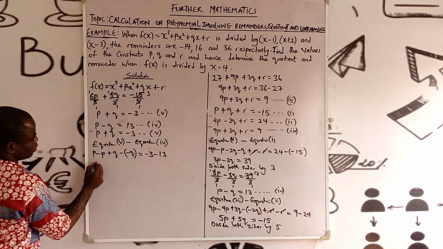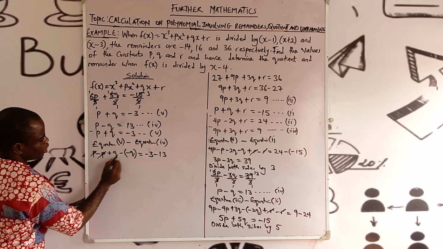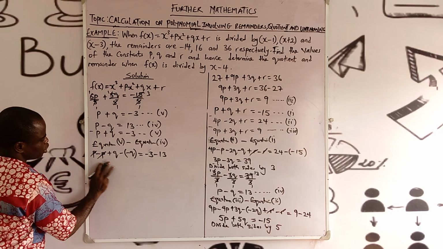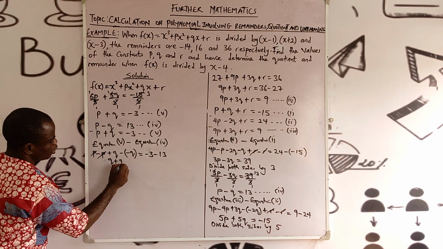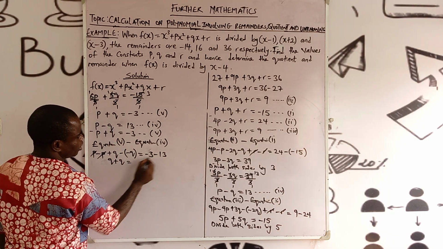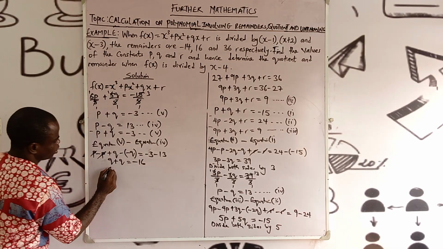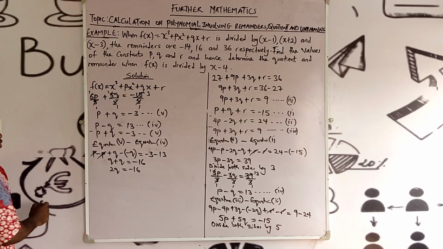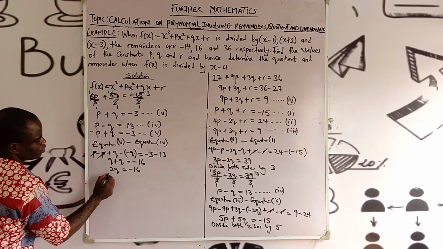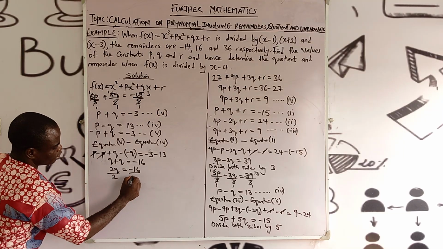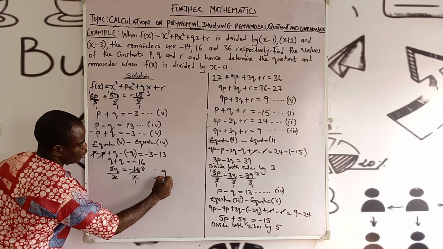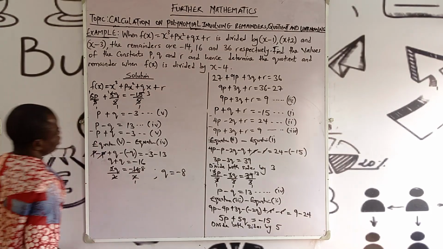Now we have p cancel p. We have q, negative and negative as positive, that's 2q. Let's write it, q plus q equals minus 3 minus 13, that's minus 16. 2q equals minus 16. Divide this by 2, 2 cancel 2, 2 here 1, 2 here 8. Therefore our q equals minus 8.